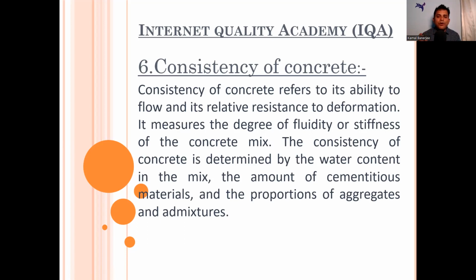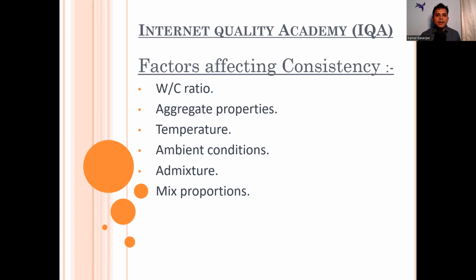It measures the degree of fluidity or stiffness of the concrete mix. The consistency of concrete is determined by the water cement ratio in the mix, the amount of cementitious materials, and the proportion of aggregates and admixture, because these are all the main ingredients. Now it needs to make a homogeneous paste so that it should not deform. And what are the factors affecting? As we discussed, water cement ratio, aggregate properties, temperature, ambient condition, admixtures, and the mix proportion. All need to be taken care of, and we need to know the maximum or minimum percentage and the ratio required to get a durable and workable concrete.